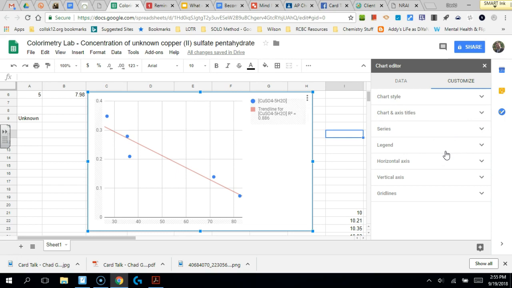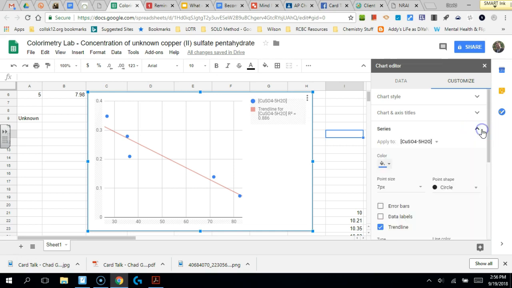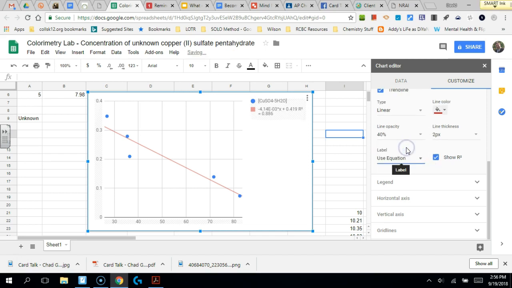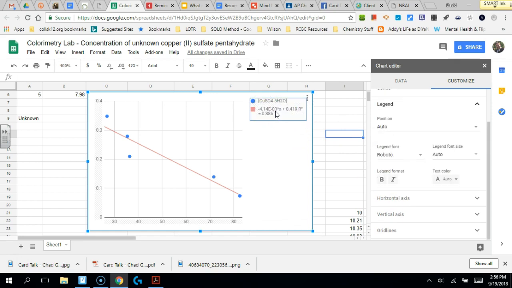The other thing we're going to do is show the line of best fit for this. Okay, this is a straight line. And the reason why we want to show the line of best fit is so we can actually calculate what the concentration of the unknown is. Okay, and a straight line has a formula of y equals mx plus b. So I'm going to go to the Series tab again, and in the Series tab I'm going to go to the label, and I'm going to say use equation. Okay, and then when I use the equation, I get this as my equation of the line.